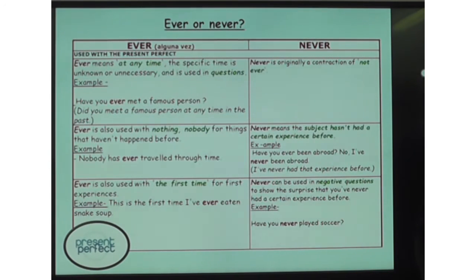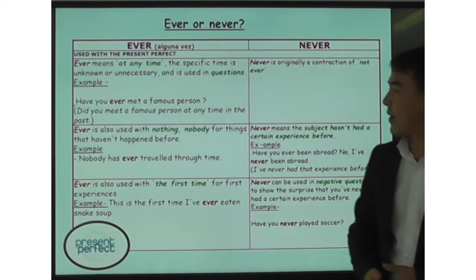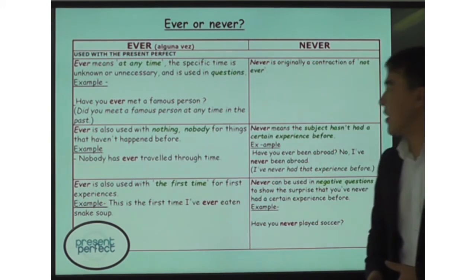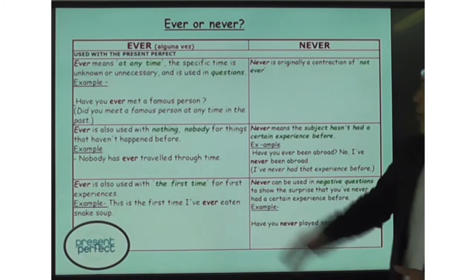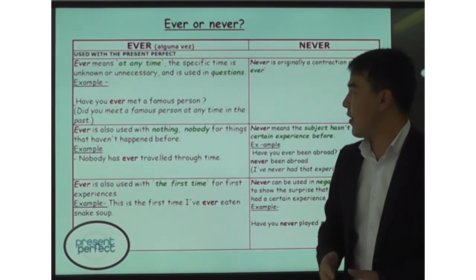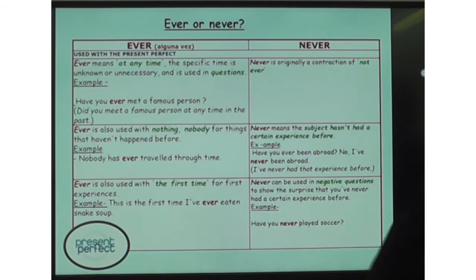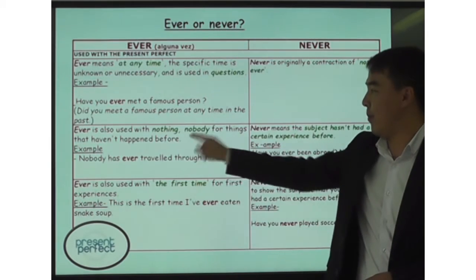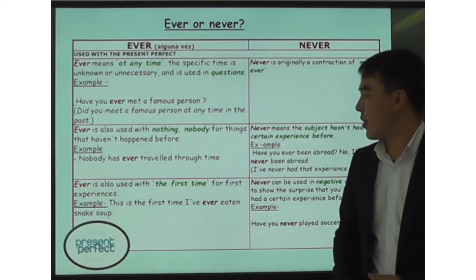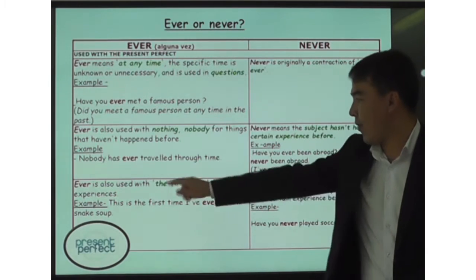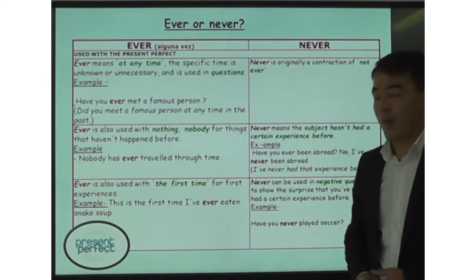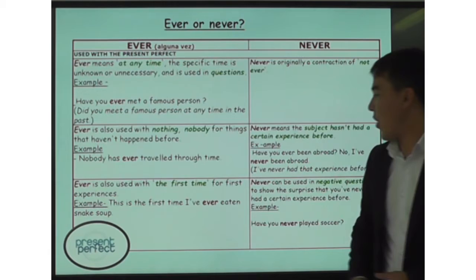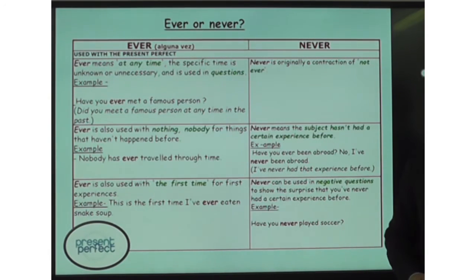Ever or never. Ever is used with the present perfect. Ever means at any time. It is used in questions. For example, have you ever met a famous person? Did you meet a famous person at any time in the past? Ever is also used with nothing and nobody, for things that haven't happened before. For example, nobody has ever traveled through time. Ever is also used with the first time for first experiences. For example, this is the first time I've ever eaten snake soup.